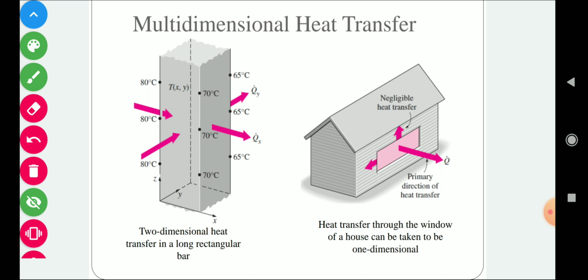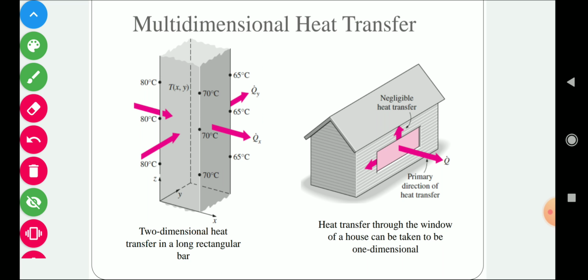Now let's see the z direction. Z direction means the vertical direction. Here you can see, as we move along the z axis, the temperature remains constant at 80 degrees centigrade. Similarly, if we take this point and move along the z axis, the temperature is maintained at 70 degrees centigrade. And at this point, if we move along the z axis, the temperature is maintained at 65 degrees centigrade. So in conclusion, there is no temperature gradient along the z direction.